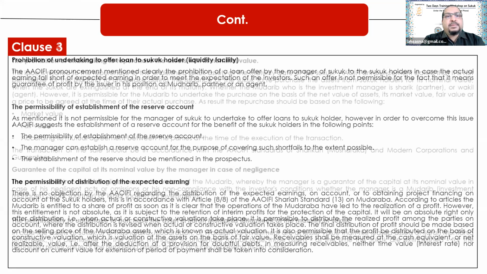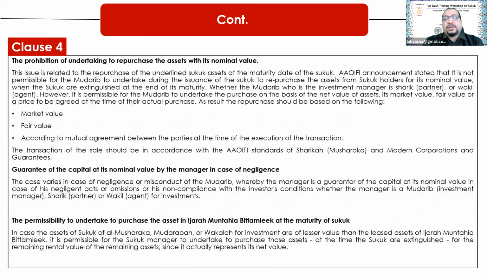For point number 4, the prohibition of undertaking to purchase the asset at a nominal value. Practically, the pronouncement has directed this issue to the equity structures, mainly mudaraba and musharaka, not the others: mudaraba, musharaka, and al-wakala bil-istithmar, these three. So there was a criticism by IOFI in clause 4 that the repurchase under the undertaking upon maturity should be according to the market value, fair value, but it cannot be based on a nominal value. That's the concern of IOFI.